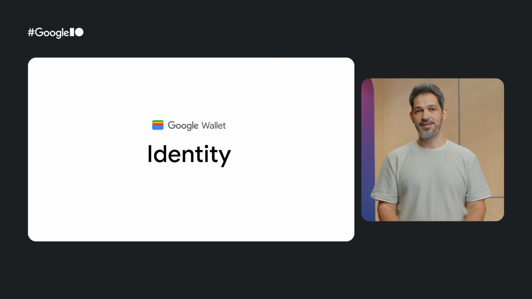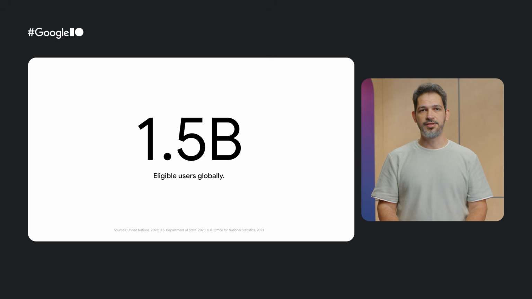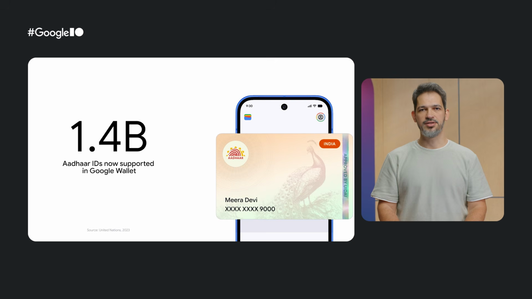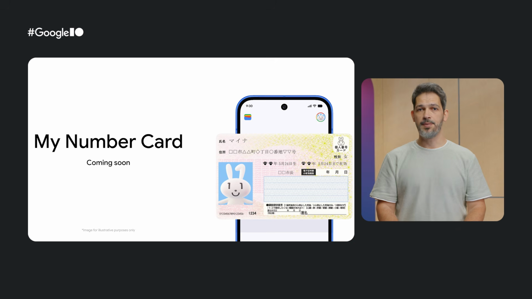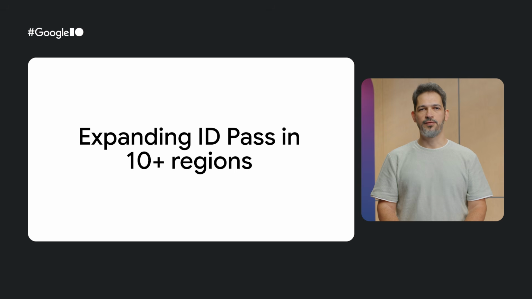We have major updates starting with identity. We are expanding our digital ID coverage to be available to an estimated 1.5 billion eligible users globally. In India, we launched support for Aadhaar, the national ID for over 1.4 billion Indian citizens. In Japan, we are bringing the My Number card to Wallet late this year. We are also expanding our password-verified ID pass to over 10 more regions, including Brazil, Taiwan, and several other countries.